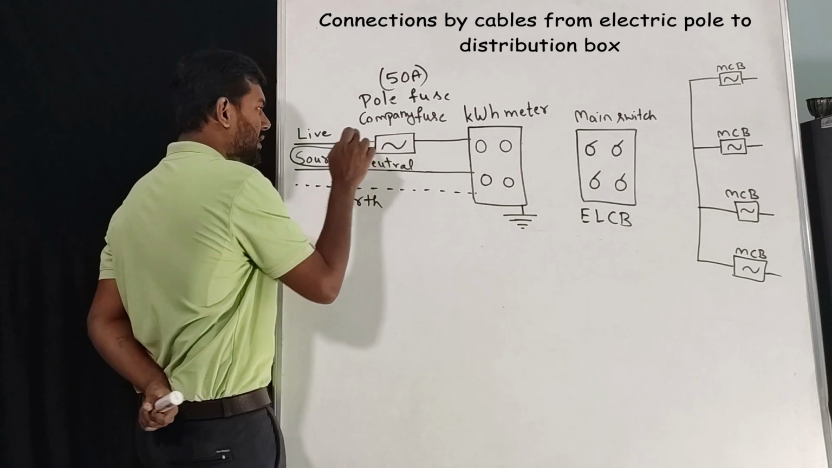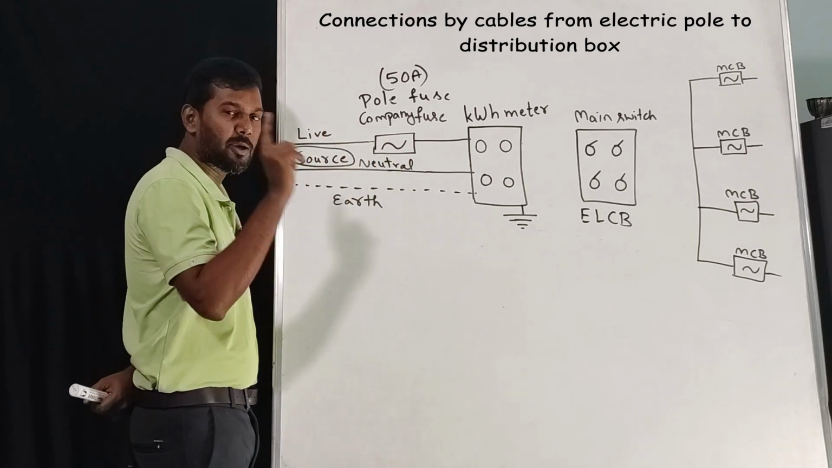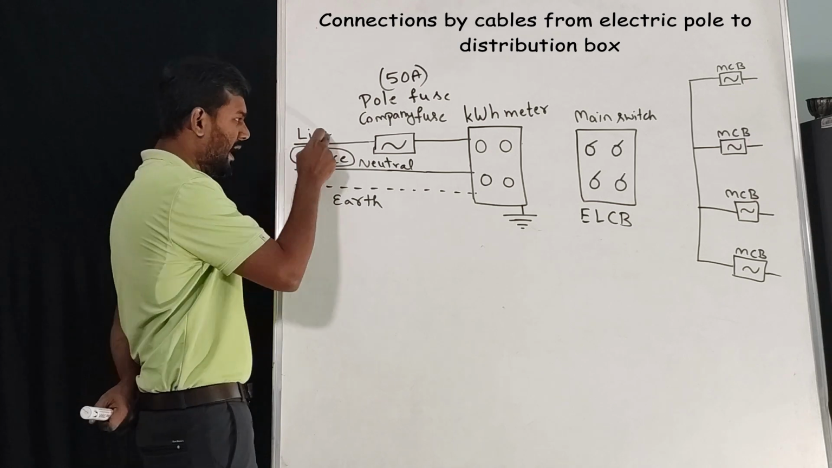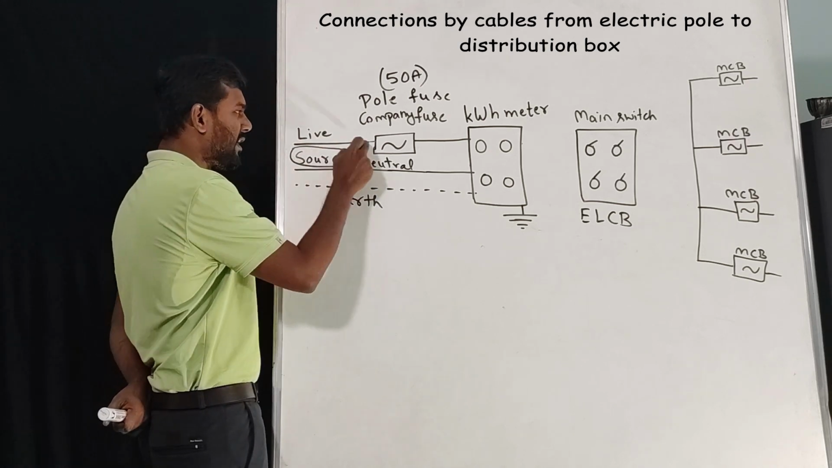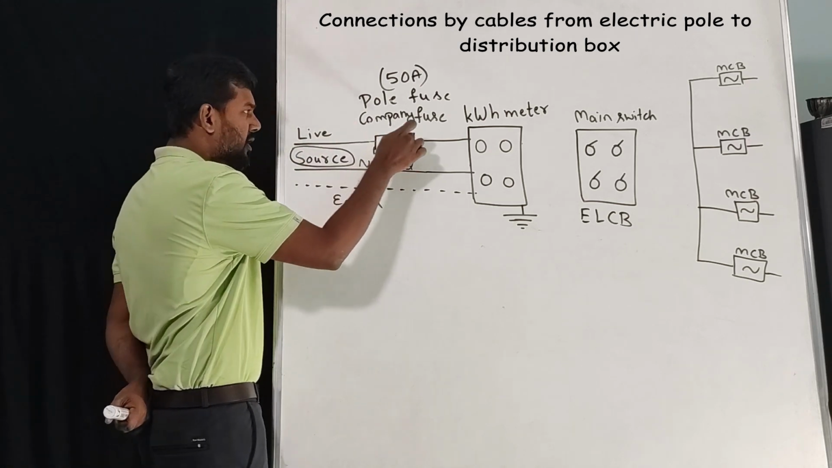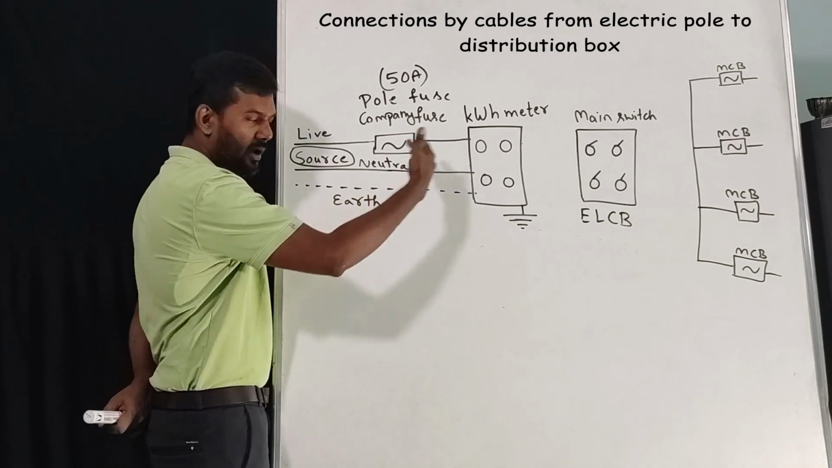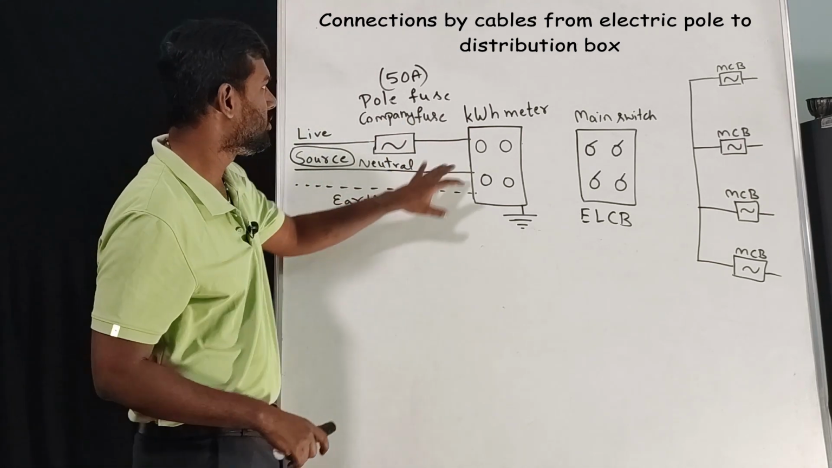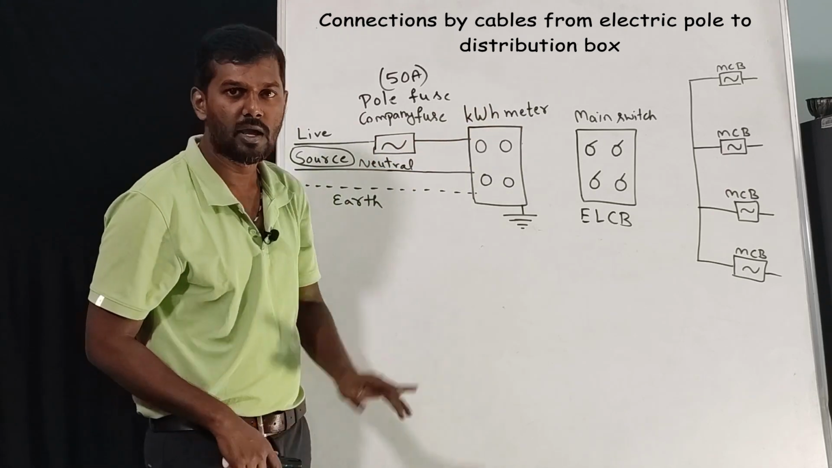See, the fuse is always connected to the live wire. Keep that in mind. We are going to get 3 wires: live, neutral and earth. Only the live wire is given to the fuse. From the fuse it is again continued, and the neutral wire and earth wire are given to the kWh meter.